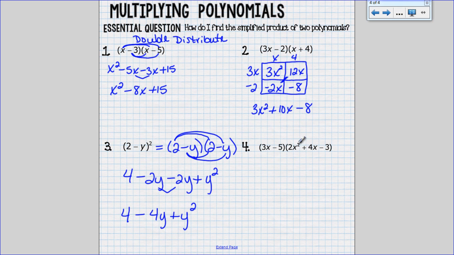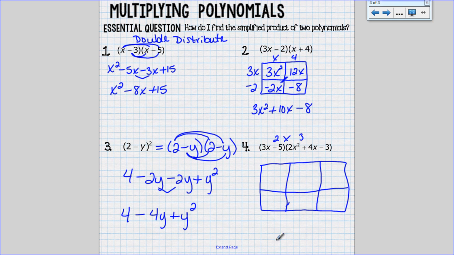Now number 4, I'm going to use the box method again, but if you'll notice, this is a binomial times a trinomial because this has 2 terms and this has 3. So when I make my box, it needs to be 2 units one direction and 3 units the other. So it's got to be a 2 by 3 box. So we're going to draw a rectangle, and I'm going to cut it in half this way, and then I'm going to cut it into 3 parts this way. I hope y'all draw straighter lines than I do.